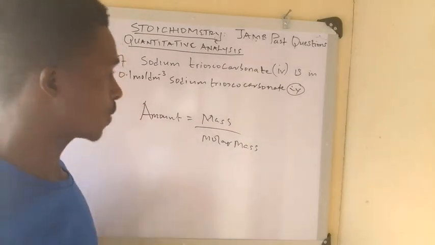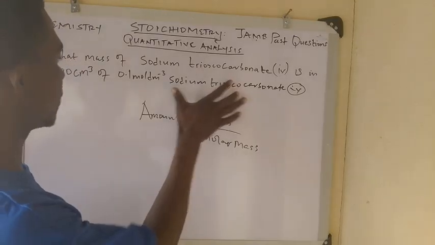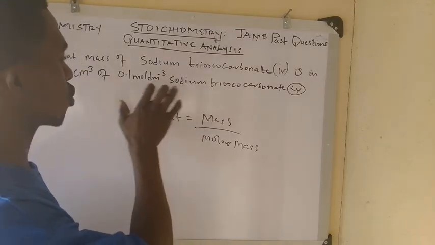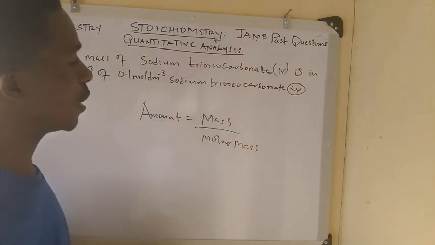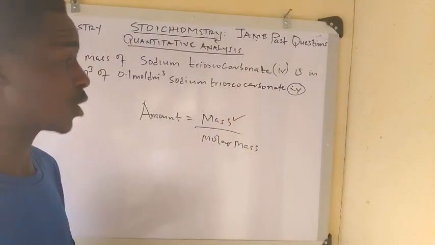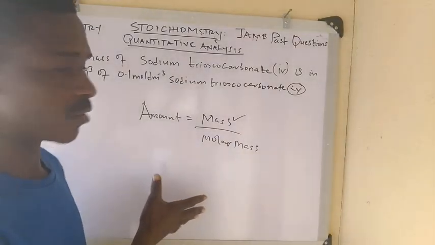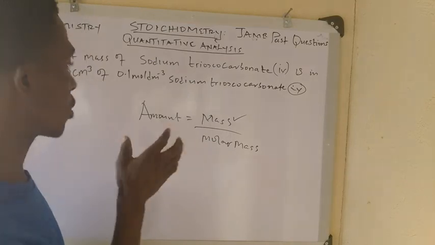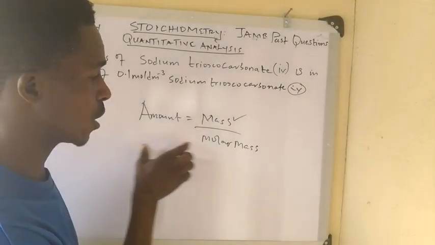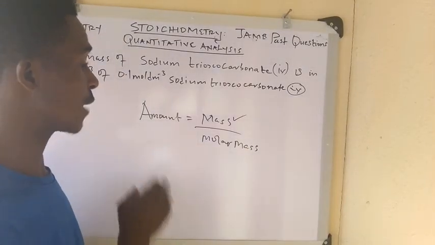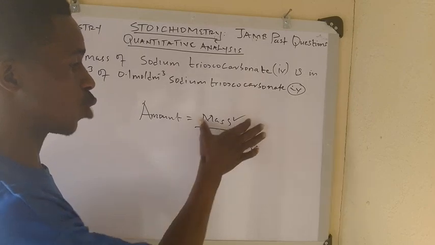If you look at the JAMB question critically, you will see that what they ask us to do is to calculate the mass. This is what we are calculating. But looking at this formula, for you to calculate the mass of this salt, you must have the amount of the salt and the molar mass.